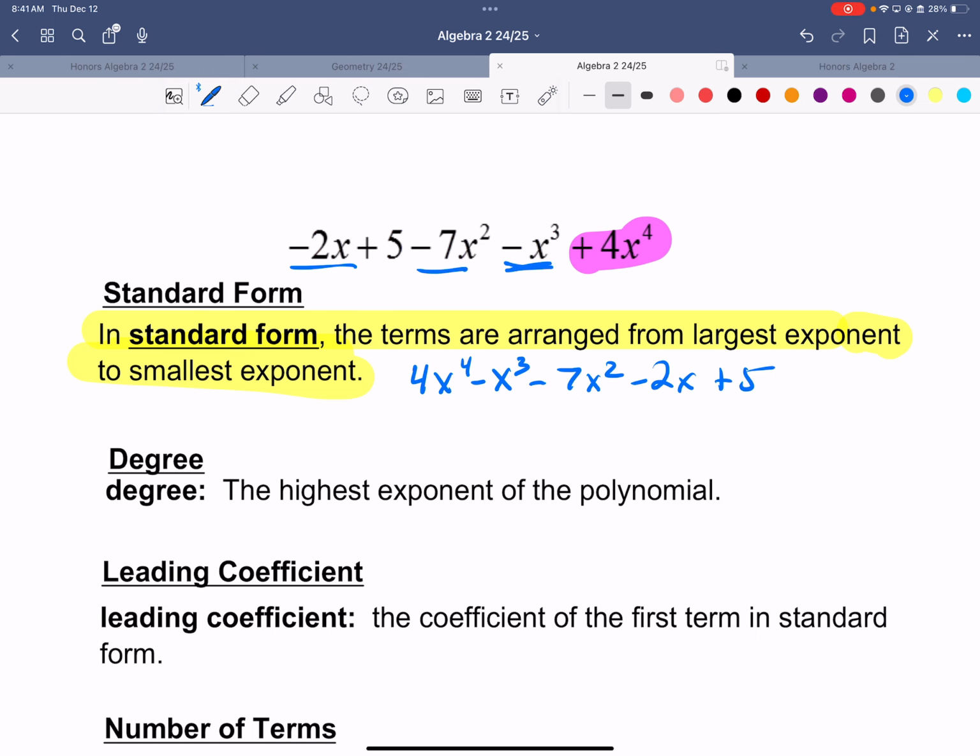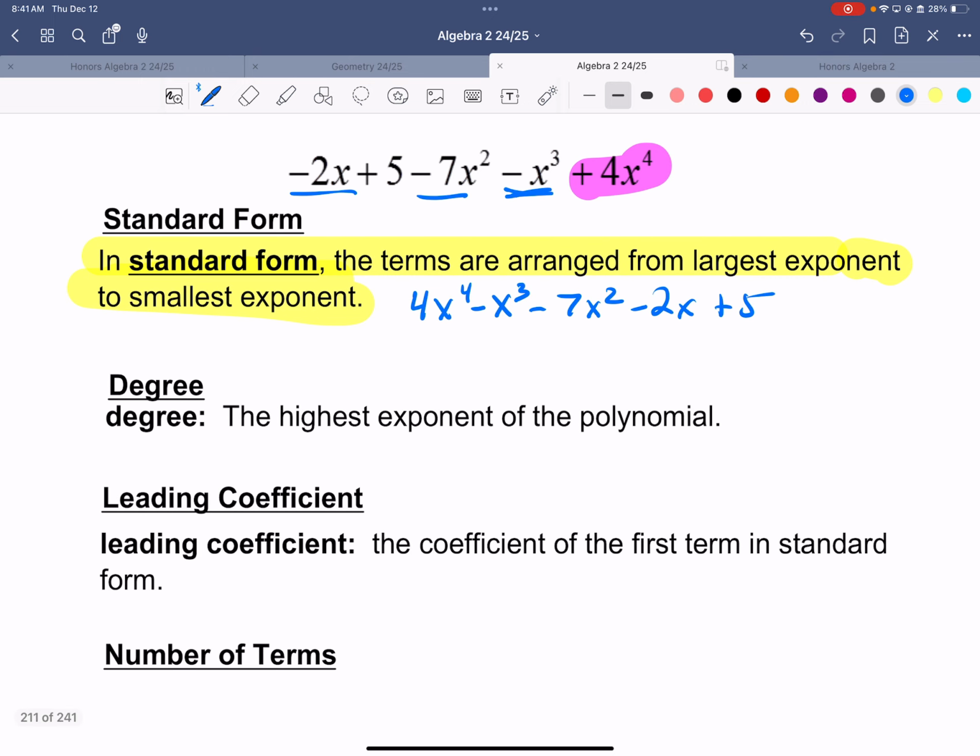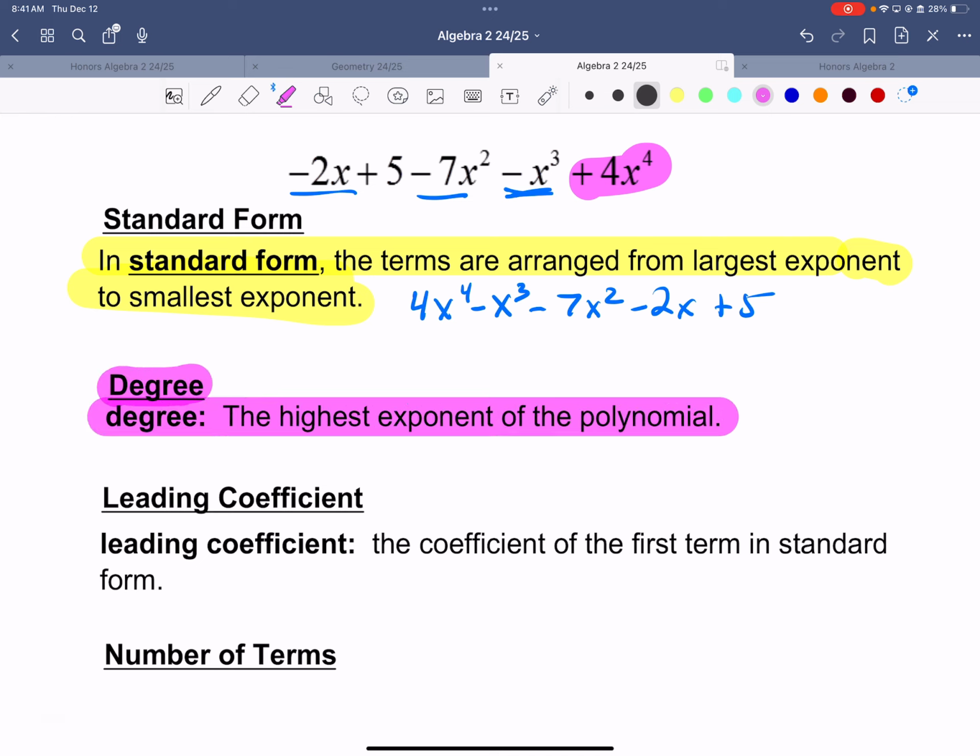That's standard form. The degree is the next terminology that you need to know. The degree is the highest exponent of the polynomial. So for your notes, the degree is the highest exponent of the polynomial. If you've written it in standard form, it's going to be the exponent of your first term. So we say that this is a fourth degree, and we'll put a name to it in just a second. But for now, we would say that this is a fourth degree polynomial.